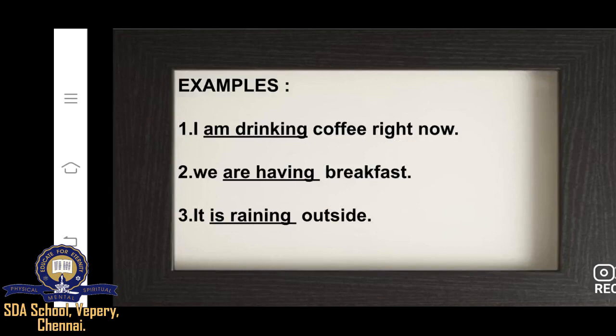This sentence shows the first use of the present continuous tense. It talks about an action that is happening now, at the time of speaking. This is not a general statement. It's not about the coffee that I usually drink. It's about what's happening at this moment. I'm drinking coffee now. Here are two more examples. We are having breakfast. It is raining outside. These sentences also express what is happening now. This is the first use of the present continuous tense.